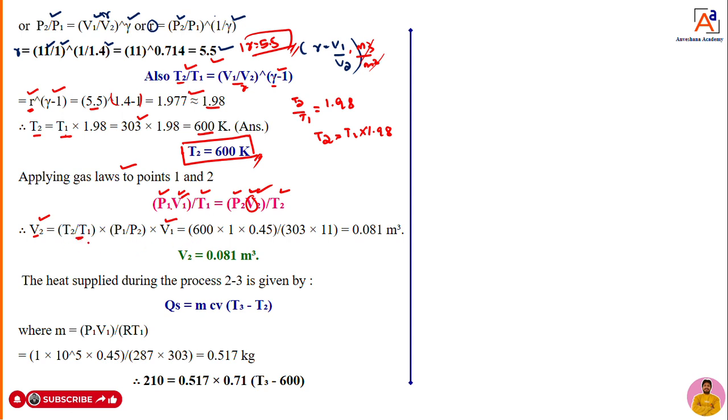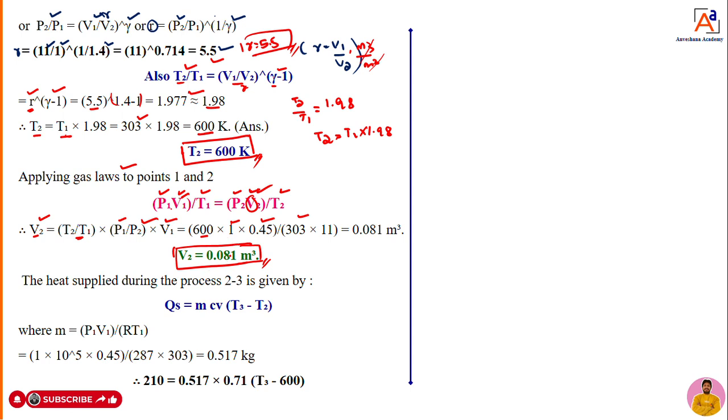So what is T2 by T1? That is 600 divided by 303. Next multiply with P1, which is 1 bar, divided by P2. Next multiplied with 0.45. Dear students, do simplification. You are going to get the V2 value, that is equal to 0.081 meter cube. That is V2.